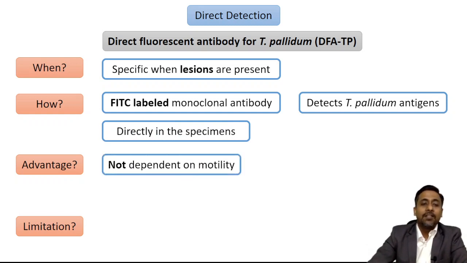And the advantage is that it is not dependent on motility. So if Treponema pallidum antigen is present in the smear, this fluorescent tagged antibody will bind to it and will give fluorescence.